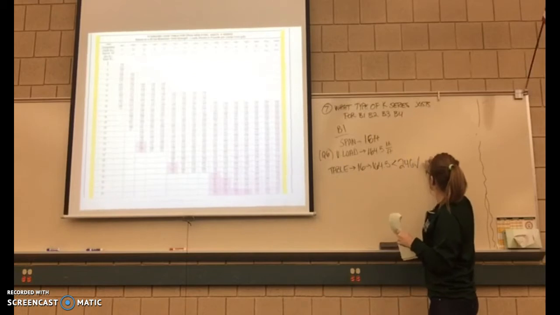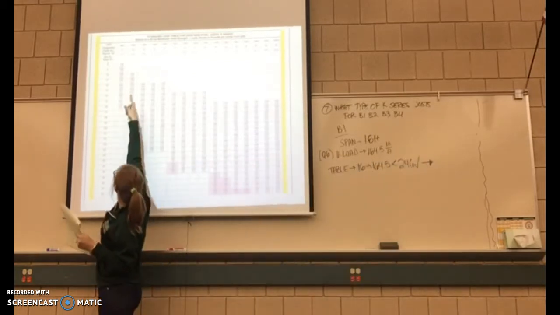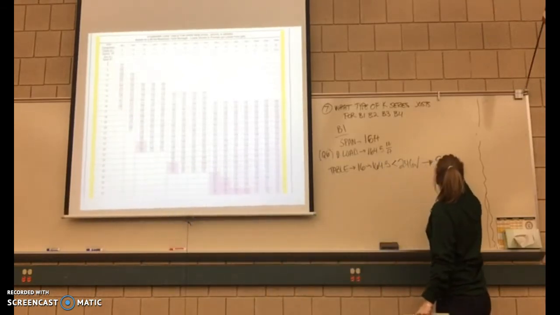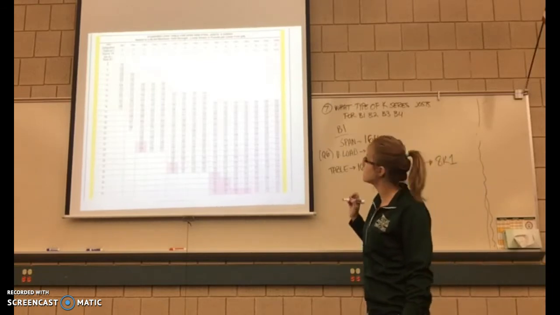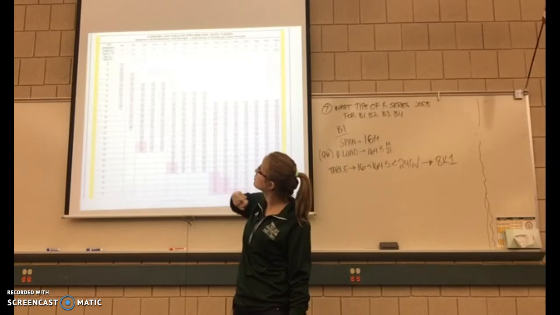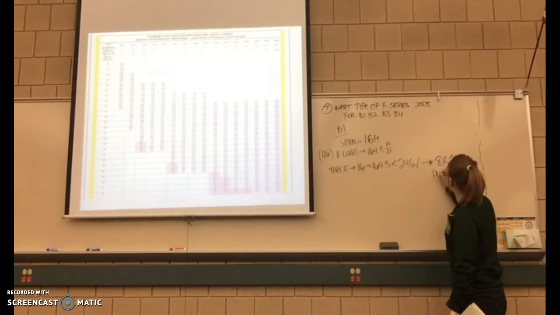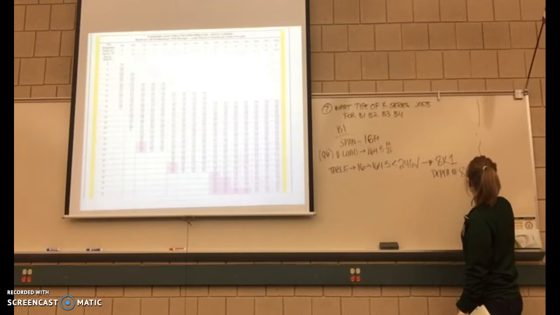Give myself a little check. And then the last thing I figure out is what joist I'm at. So I go straight up, and the joist is an 8K1. So that's my K-series web joist. It's an 8K1, and then I also want to identify the depth. So how deep is that joist? The depth is 8 inches.